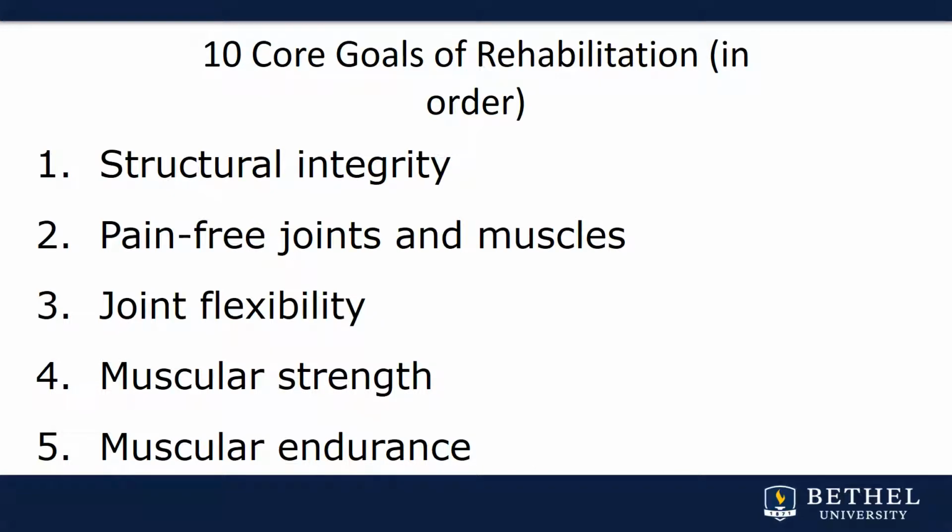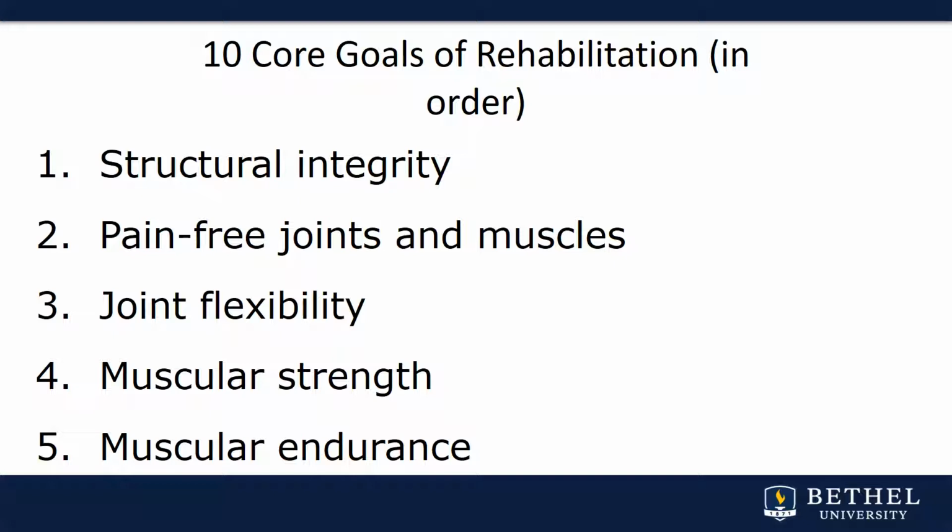All right, so this first module is an introduction to therapeutic exercise. There's a section in your study guide that I'd like to address titled the 10 Core Goals of Rehabilitation. These goals are met in a particular order during rehab. The first one is structural integrity. And this is where we provide support with splints, braces, crutches. The injured area needs to be protected and rested.